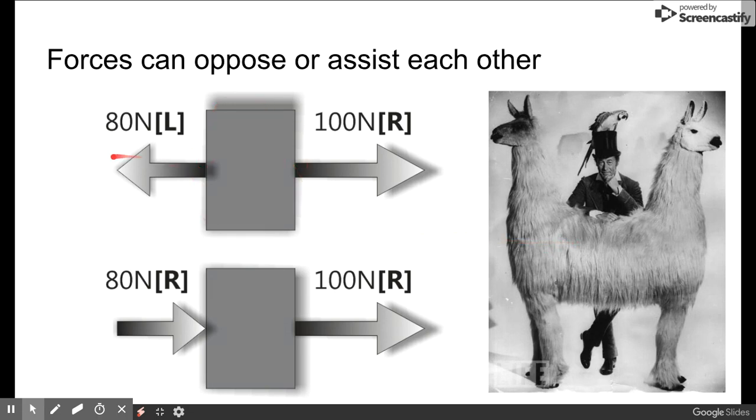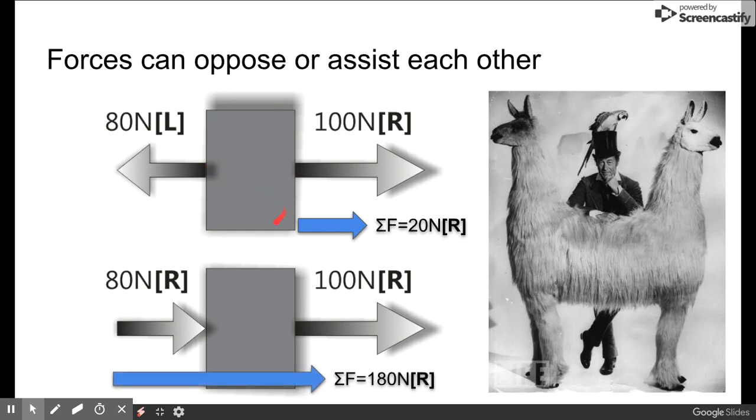We could pull 80 newtons to the left and 100 newtons to the right. That seems kind of counterproductive because I think you can see that the total force left over is only 20 newtons to the right. They're not contributing evenly. Oh no, the slideshow has stuck. On the lower one, it says 80 newtons to the right and 100 newtons to the right. And this adds up to 180 newtons to the right. So direction of force really matters.